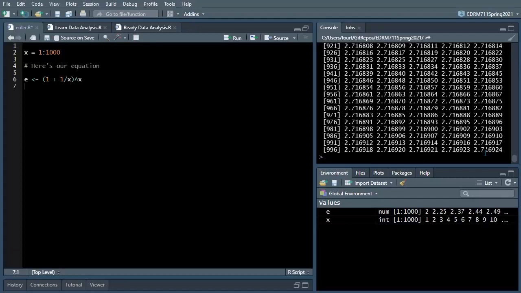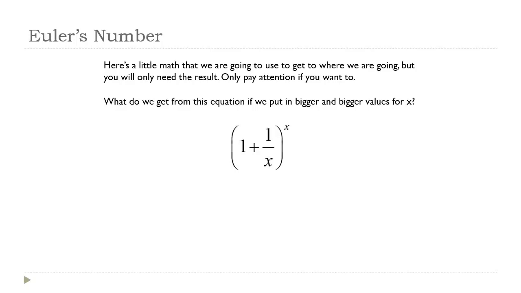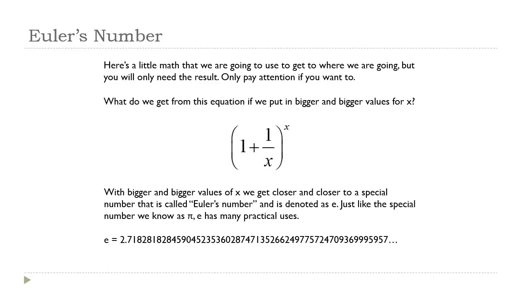What if I kept going to 10,000 or to 1,000,000 and so on? Well, we're not going to do that in R. Instead, I'm going to give you the answer. If we put in bigger and bigger values for x, we'll gradually approach a number, and that number is called Euler's number and is denoted as a lowercase e.